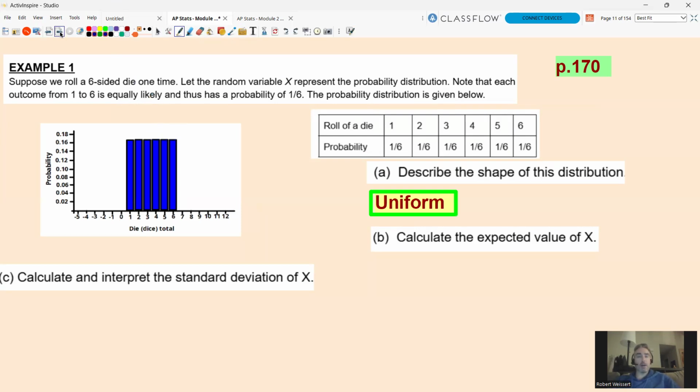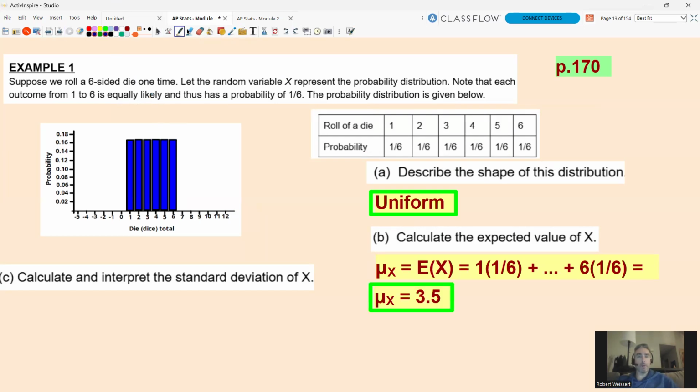Calculate the expected value of x. Well, the expected value of x follows a formula where we just multiply each value times its probability and add them all together. You end up getting 3.5. And since this is a symmetric distribution, you can see how 3.5 is smack dab in the middle of 3 and 4. So that would make sense in this context.